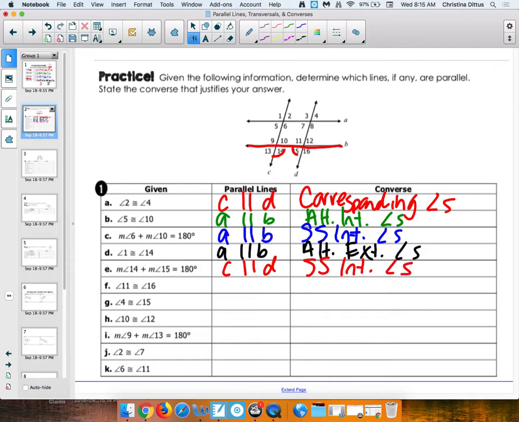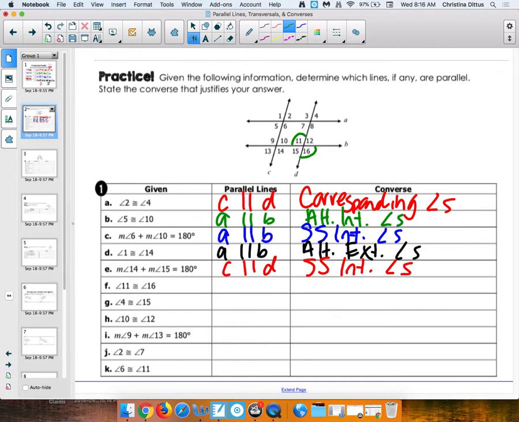11 and 16. Good. They are none. I thought they were corresponding. Corresponding have to be on the same side of the transversal. These are none of the ones we talked about this chapter.